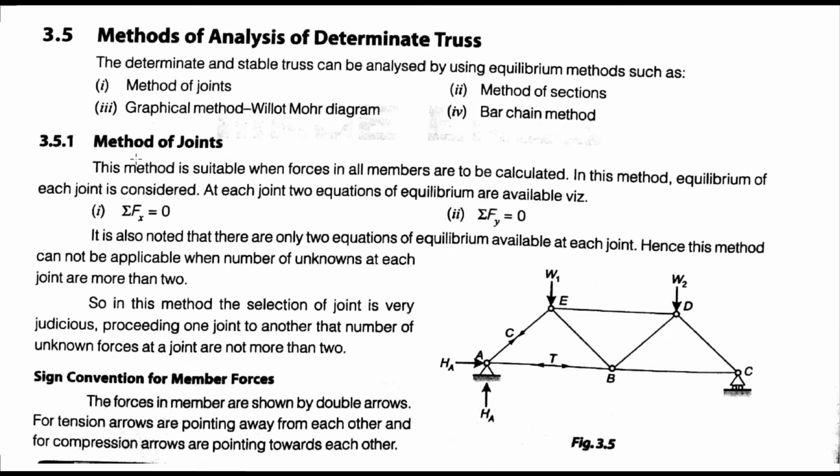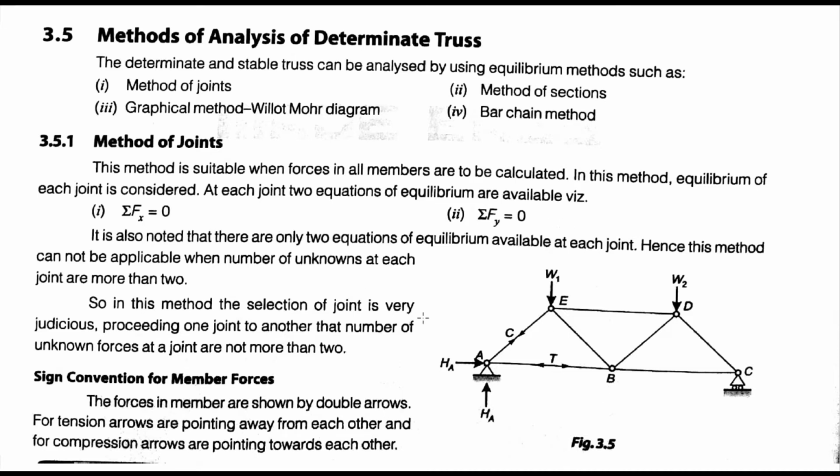So what is method of joints? In the method of joints, we need to find the forces in all members, and in this method, equilibrium of each joint is considered. We know at each joint two equations of equilibrium are available, that is summation of Fx = 0 and summation of Fy = 0.